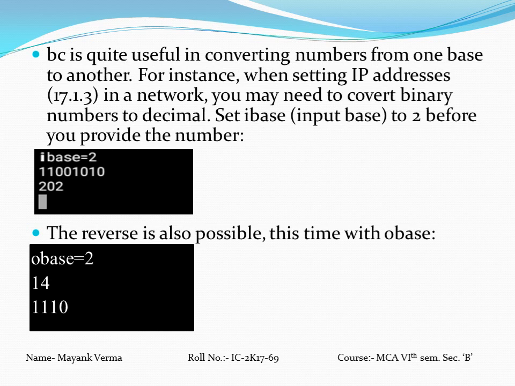BC is quite useful in converting numbers from one base to another. For instance, when setting IP addresses in the network, you may need to convert binary numbers to decimal. Set ibase, the input base, to 2 before you provide a number. Here's the example. You can see ibase equal to 2 means you provide input in binary form and it will produce the result in decimal form.